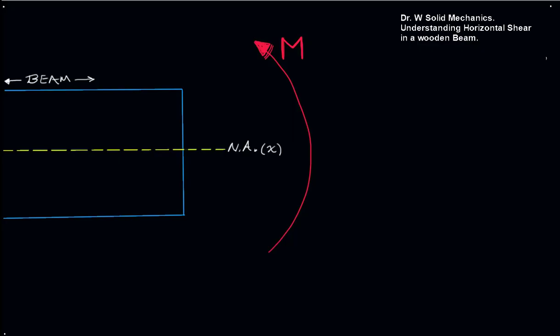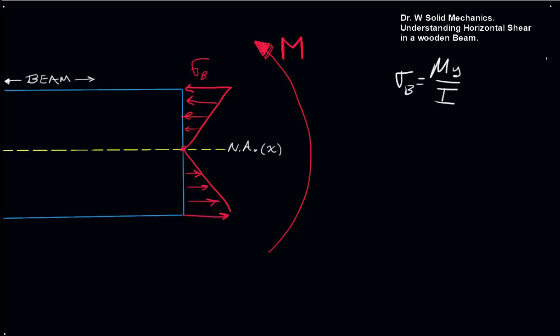Let's take a look at the bending stresses and their effect on the end of a beam, where we know that the bending stress is My on I, and that it goes from 0 on the neutral axis linearly up to a maximum. And in the negative y direction, we know that it'll be in tension. And we also know that stress is force per unit area.